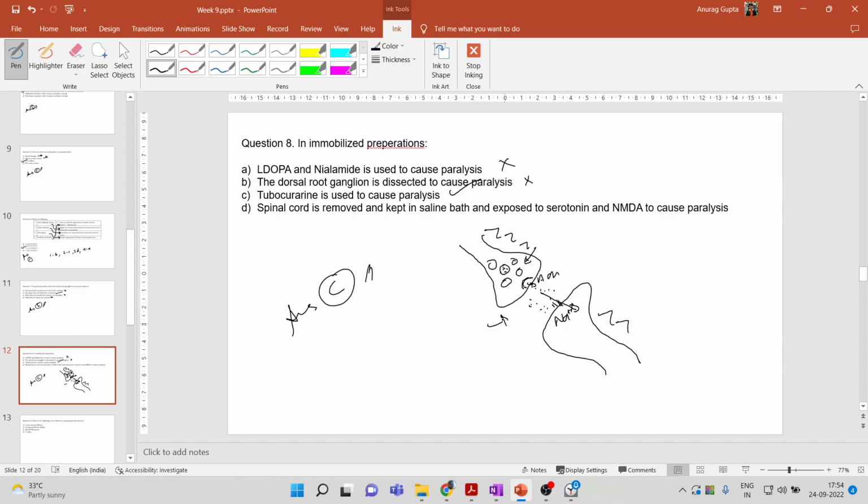tubocurarine comes into the picture, and it competes with acetylcholine to attach to the nicotinic cholinergic receptors. If the tubocurarine is attached to the nicotinic cholinergic receptors, ACh cannot attach to them, and hence it cannot open up the receptor. So tubocurarine basically blocks the nicotinic cholinergic receptors, and hence an action potential cannot be generated. This leads to paralysis, there's no muscle contraction, because no action potential is being generated. This is how tubocurarine works. So the answer is C.